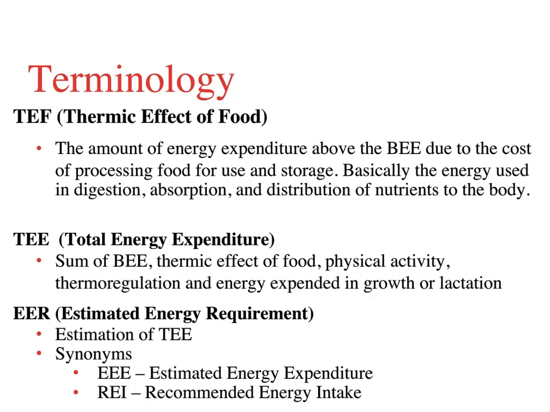And now a bit more terminology. TEF, which is the thermic effect of food, is the amount of energy expenditure above the basal energy expenditure, and it's due to the cost of processing food for use in storage. Basically, this is the energy used in digestion, absorption, and distribution of nutrients to the body. Total energy expenditure, or TEE, is the sum of basal plus thermic effect of food plus physical activity plus thermoregulation or energy expended in growth and lactation.